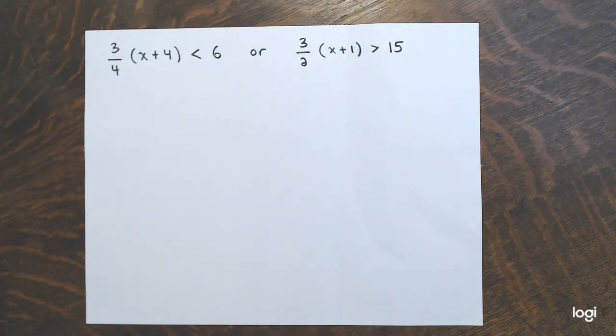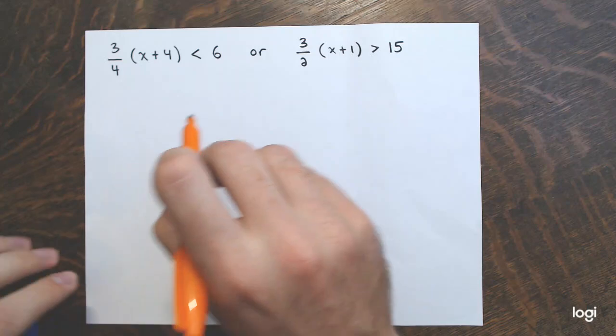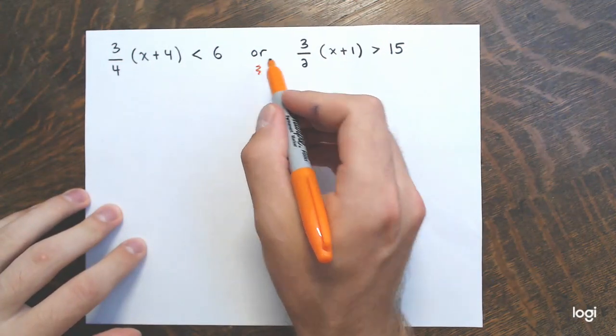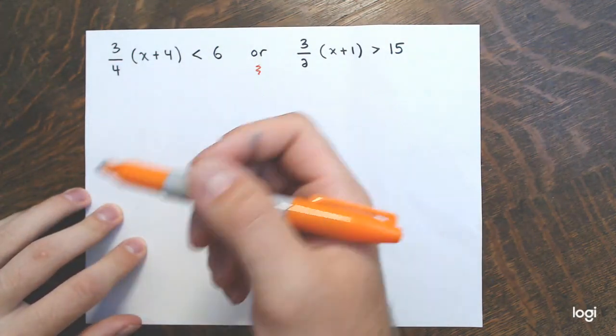And I see a quick way to do this right now with just a couple steps. So I'm gonna solve each one separately. And you got the word or involved here. So there's going to be a union of two sets involved.